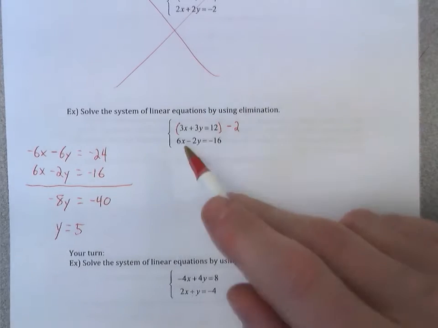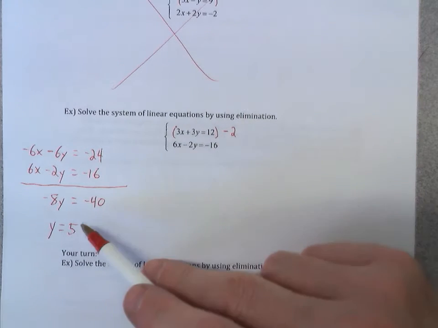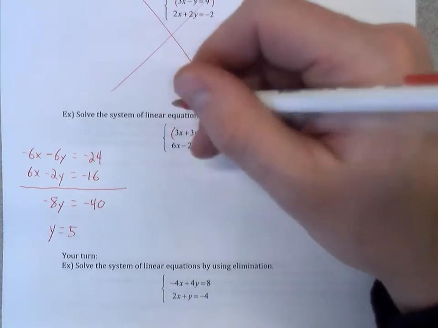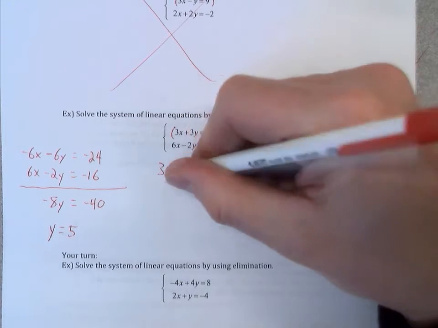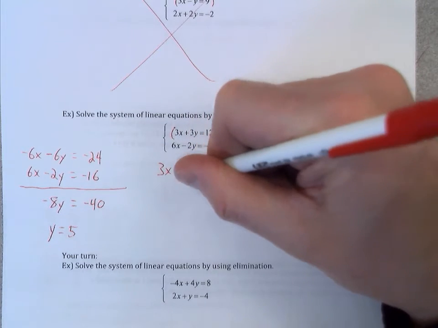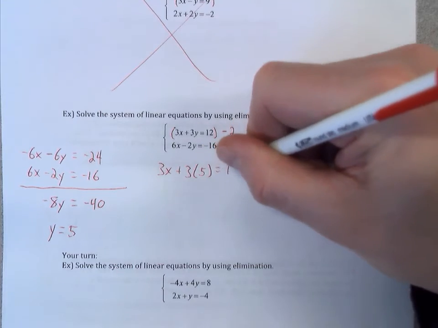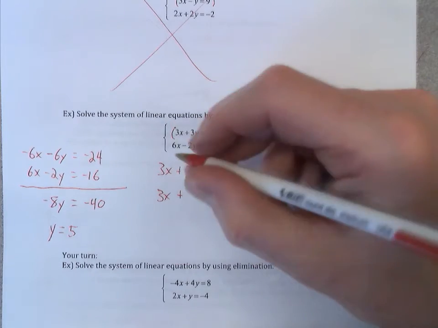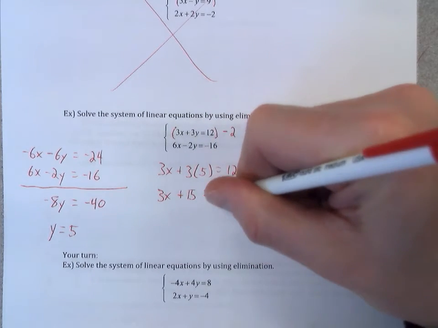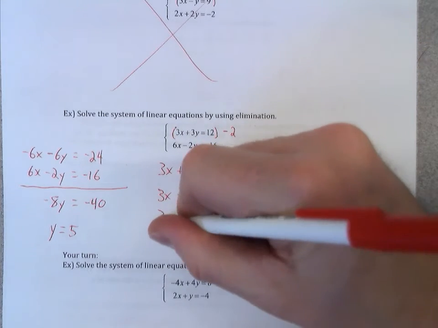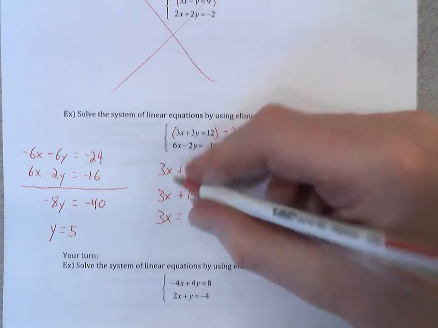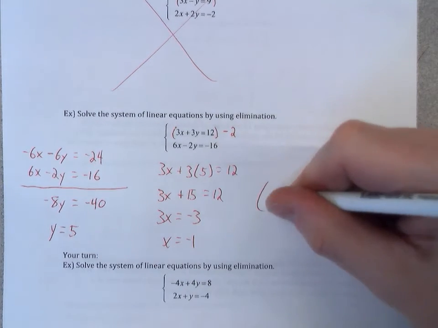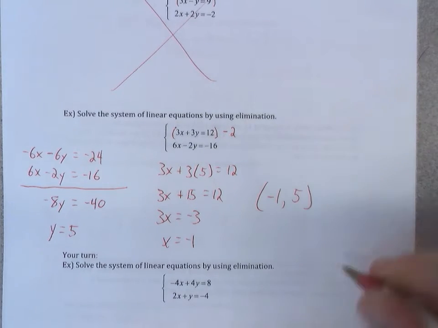So I have one of my values. Now I want to find out what x is. So I just simply need to put 5 in for y into one of these equations. I'll stick with the first one. That seemed to work pretty well. So I'm going to take 3x plus 3 times 5 is equal to 12. 3x plus 15 equals 12. Subtract 15 from both sides. 3x is equal to negative 3, and therefore x is equal to negative 1. So my coordinates are negative 1 and 5.